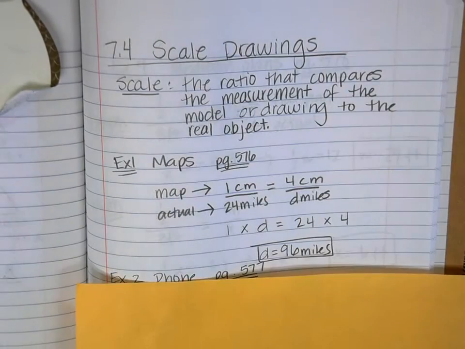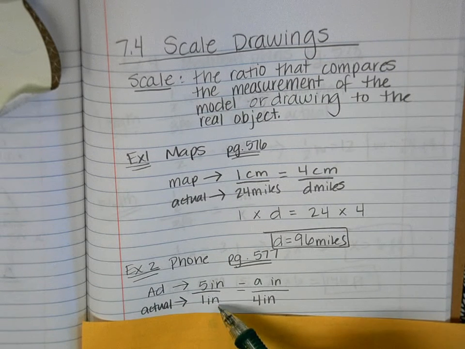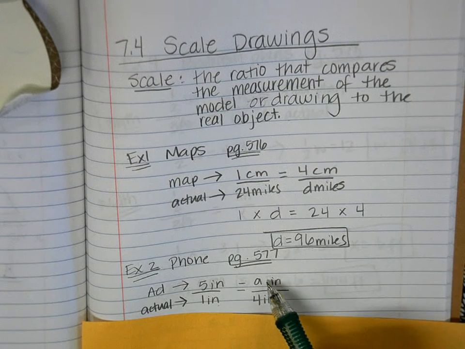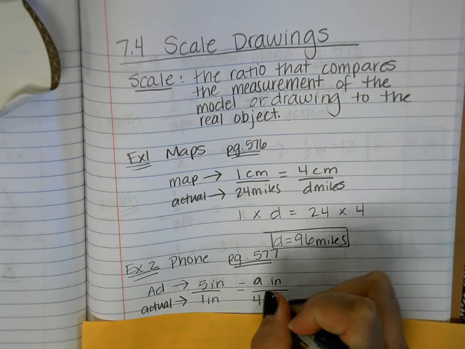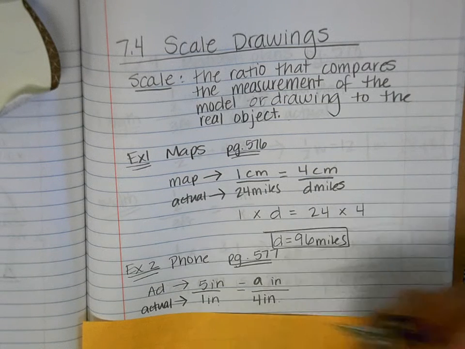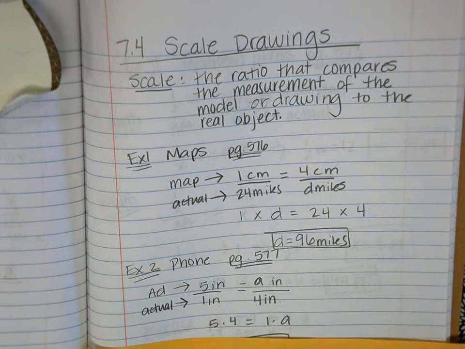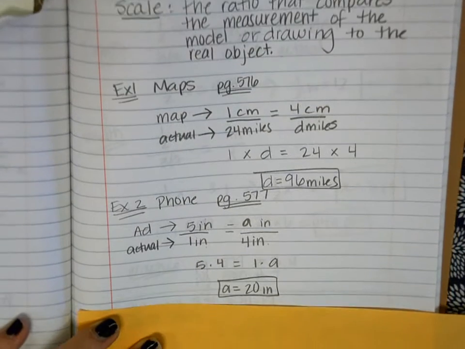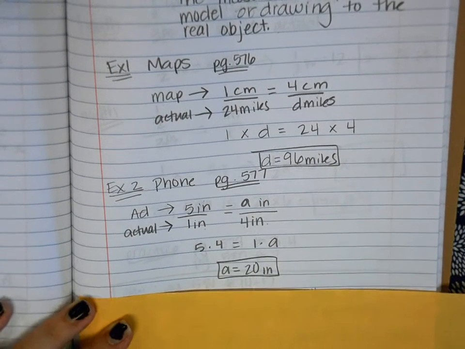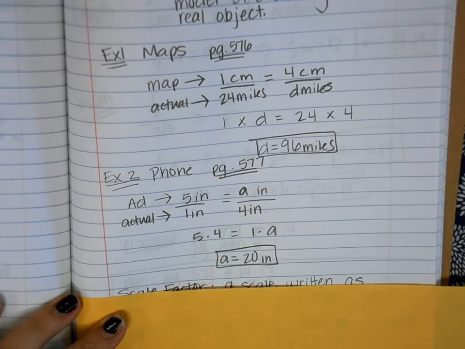So that was the picture. Here's the math again. So the ad is 5 inches, the actual is 1. Okay, then we don't know what the ad's going to be, so we just put A for ad, inches, and then we know that the actual is 4 inches. So when you cross multiply, you would get 20. Okay? So those two problems are basically the same setup, right? Just cross multiply.